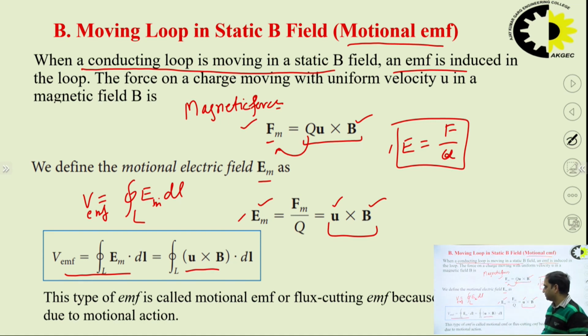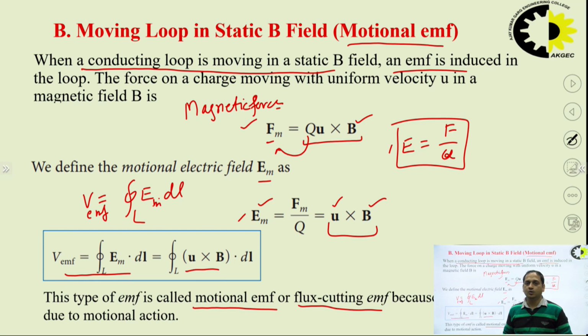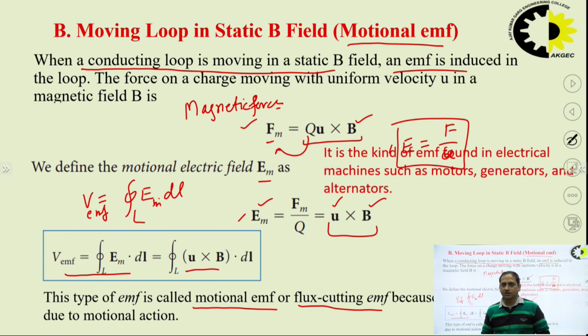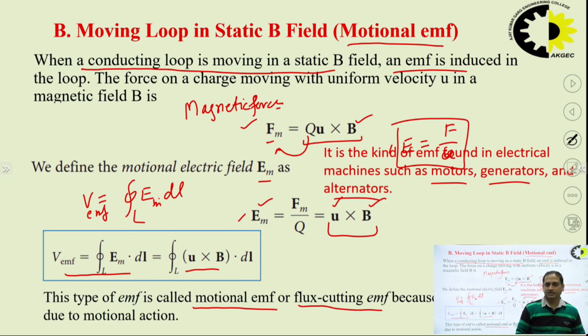This type of EMF is called the motional EMF, or the flux cutting EMF, because it is due to the motional action of the loop in the static magnetic field. This kind of EMF is present in electrical machines, such as motors, generators and alternators. These are the examples in which motional EMFs are generated.